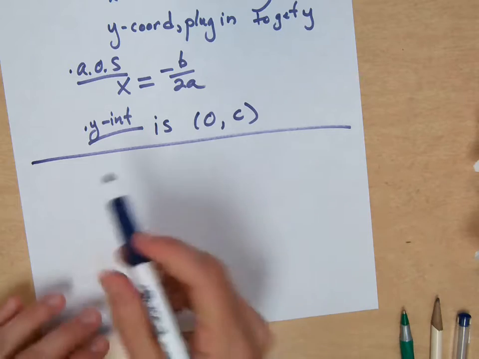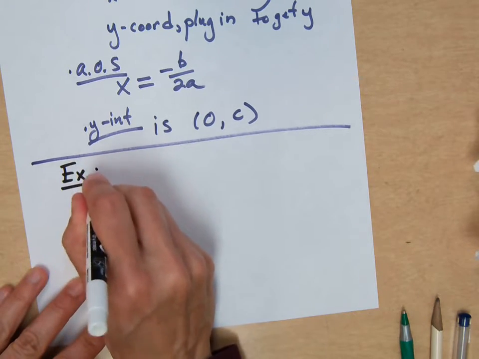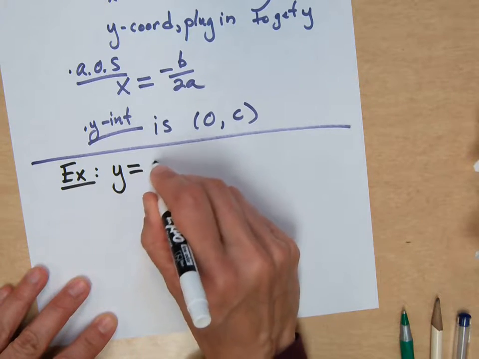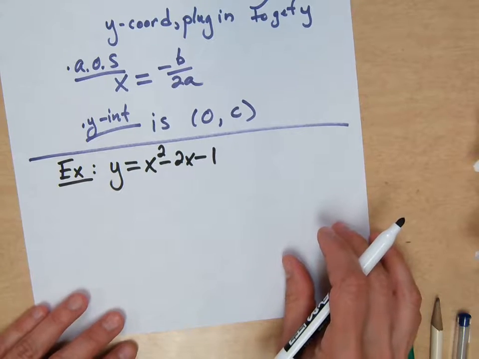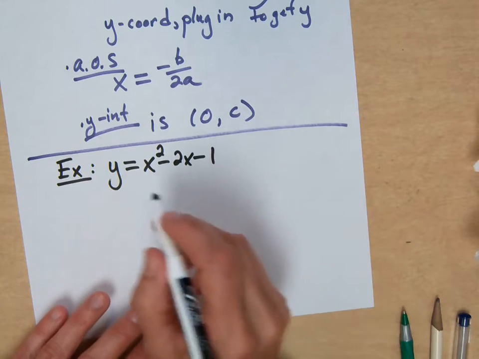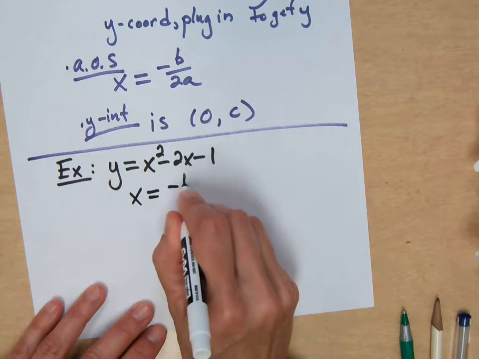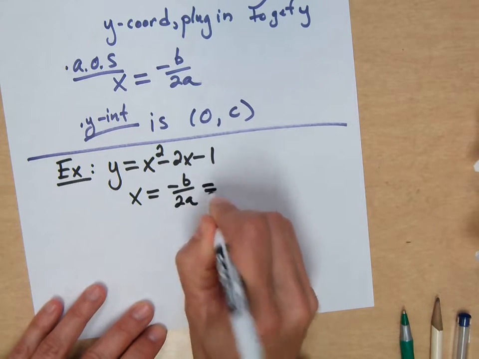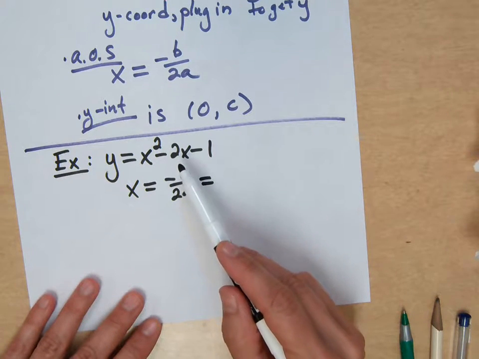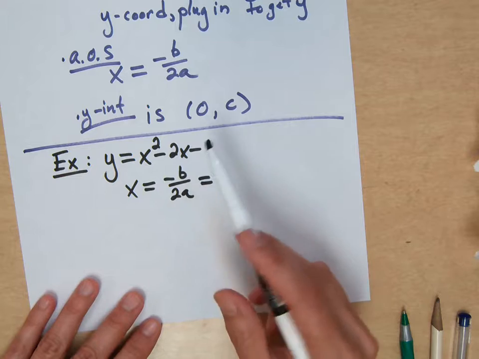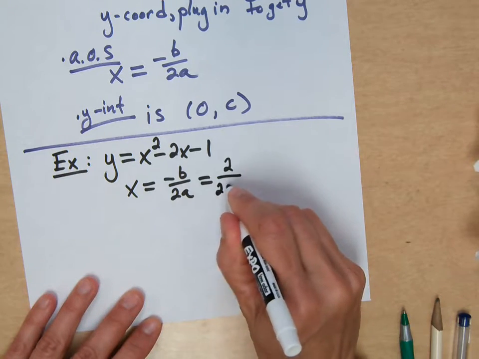So let's say you have this equation: y equals x squared minus 2x minus 1. So we want to do negative b over 2a. For the vertex, x equals negative b over 2a. So you do the opposite of b. b is the middle constant. The opposite, negative b, right? So it's 2 over, and then 2 times a.